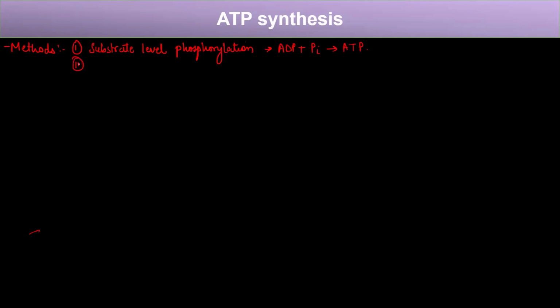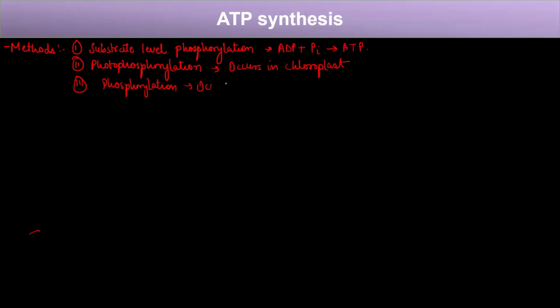The second method is known as photophosphorylation, which we are studying. And this photophosphorylation occurs where? It occurs in the chloroplast. And the third is oxidative phosphorylation, which occurs in mitochondria. And both of these are explained by chemiosmotic theory, right? Okay. So these are the methods for ATP synthesis.